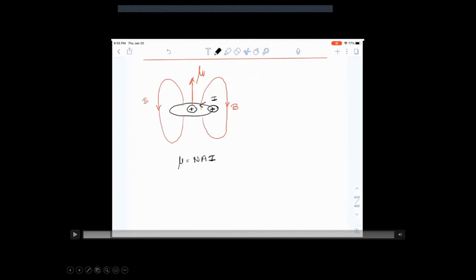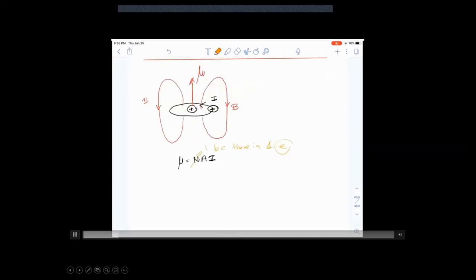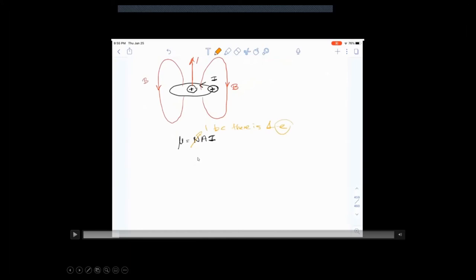All right, so the definition of a dipole, obviously, it's a combination of the current, the area of the loop, and the number of turns that you have. Okay, so we don't have number of turns. We're not dealing with wires here. We're dealing with charges. So N is going to represent the number of charges that you have. So what do we have in this case? We have one single charge, a single electron.